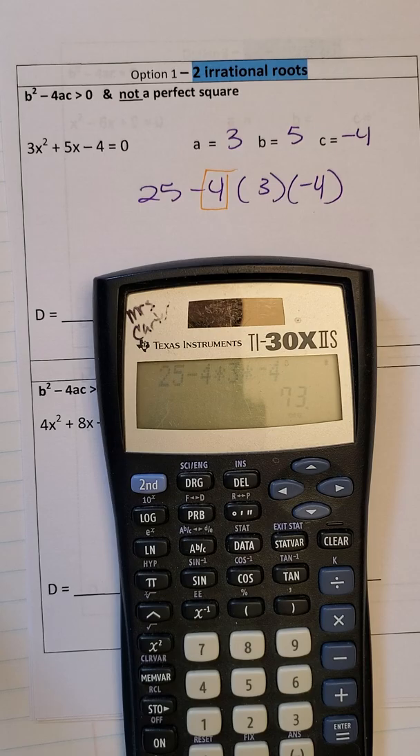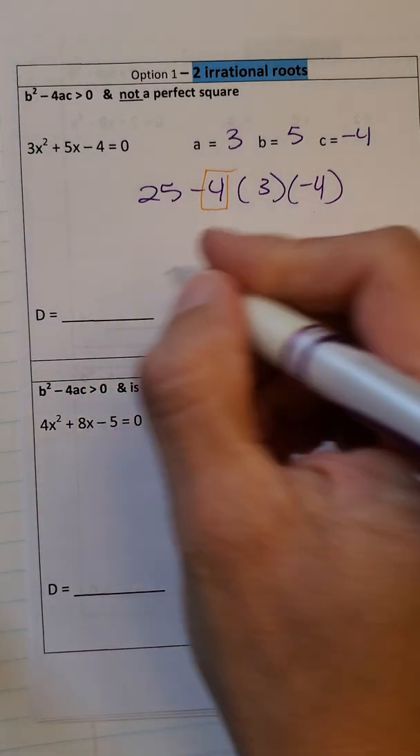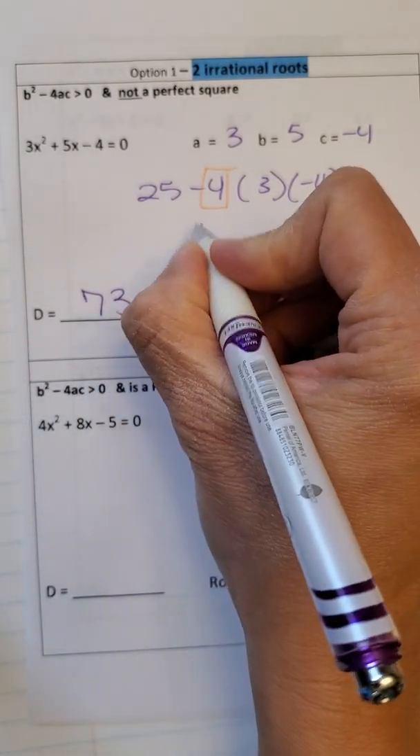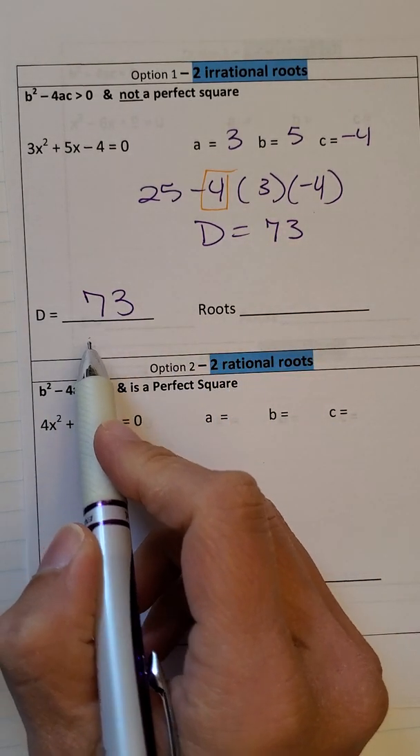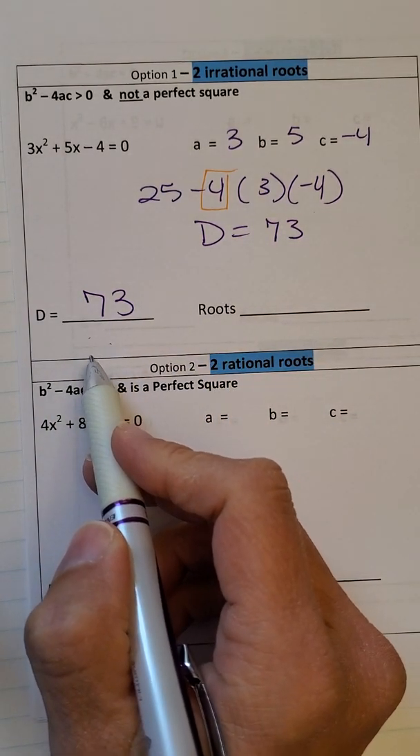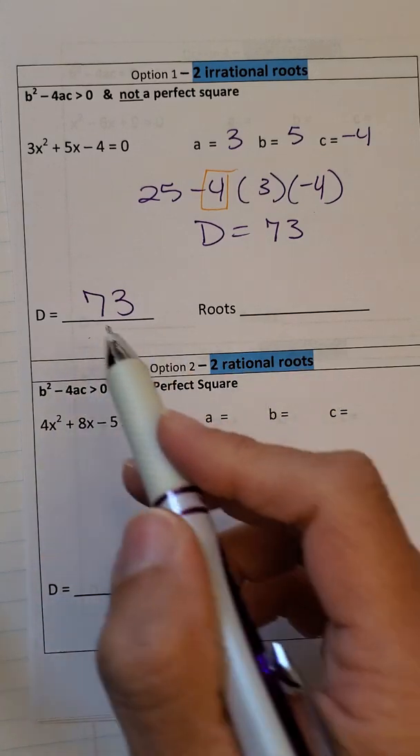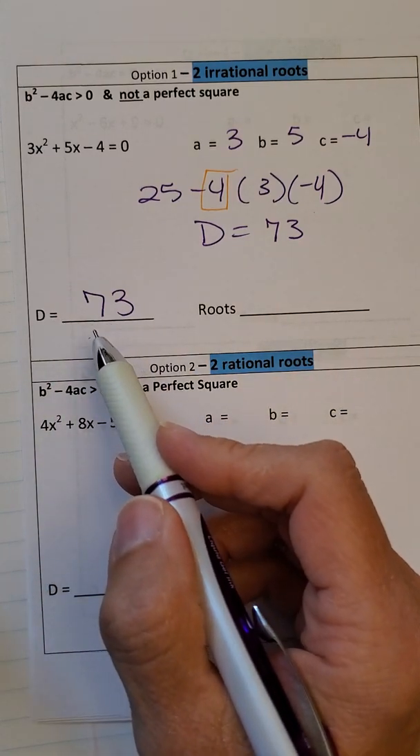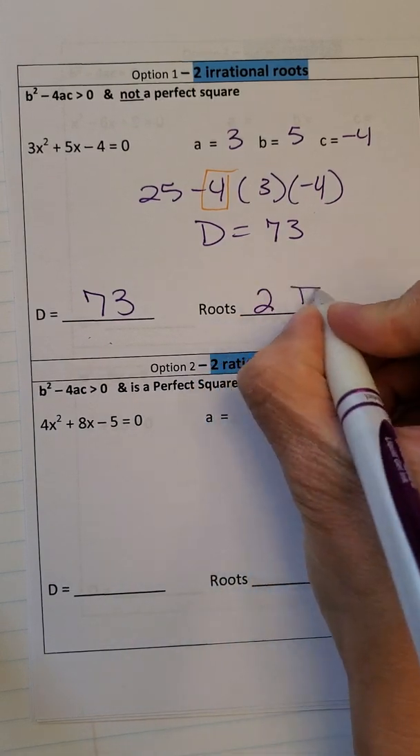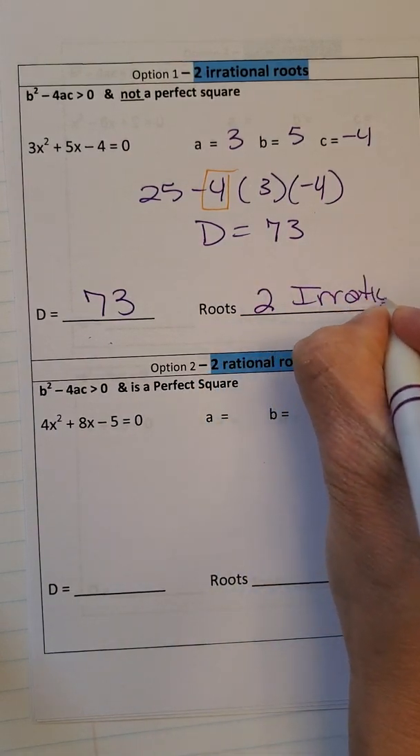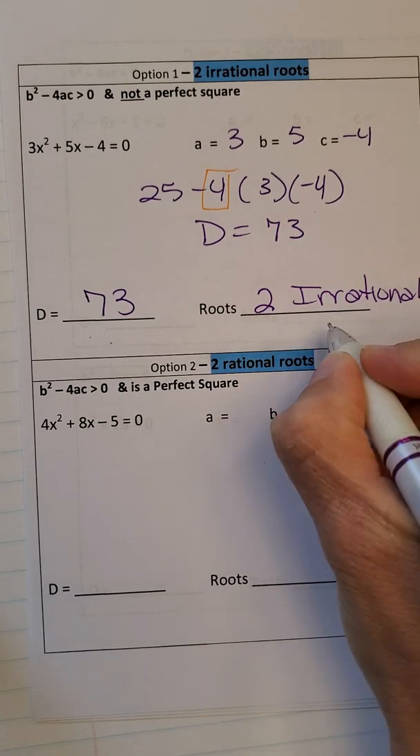Okay, what does it say? 73. Is 73 a perfect square? 73 was our big D, our discriminant. Remember, you're going to have to say what the discriminant is. And then you're going to have to say, well, what kind of roots do I know? Well, it's greater than 0. That means it's positive. It's not a perfect square. So we have 2 irrational roots. Yes, you have to memorize this. 2 irrational roots.